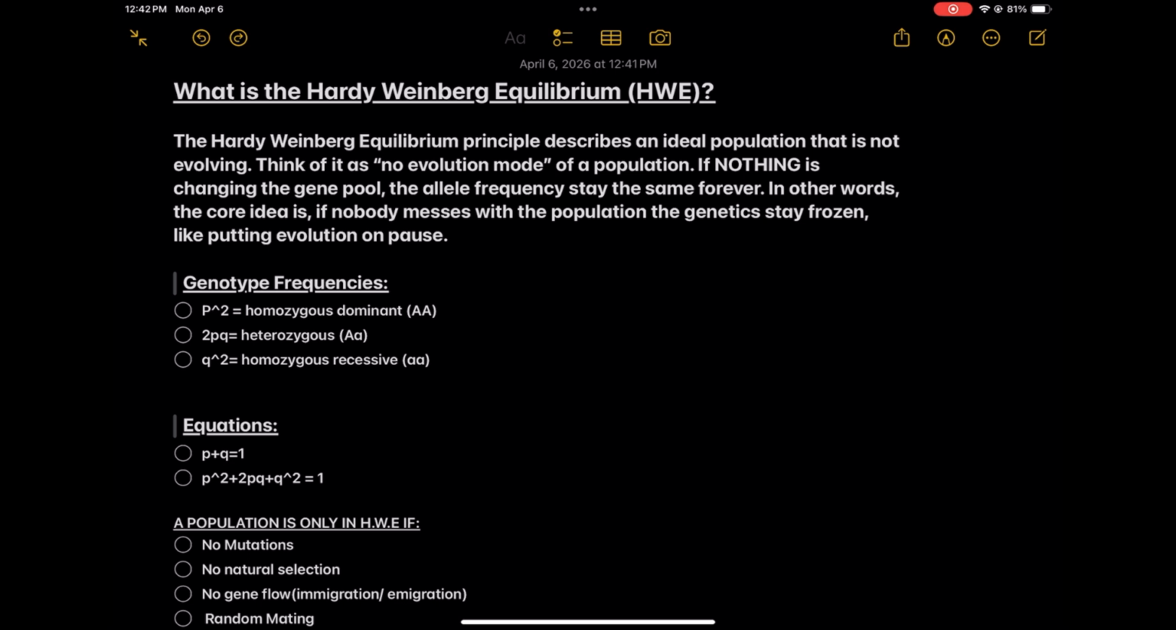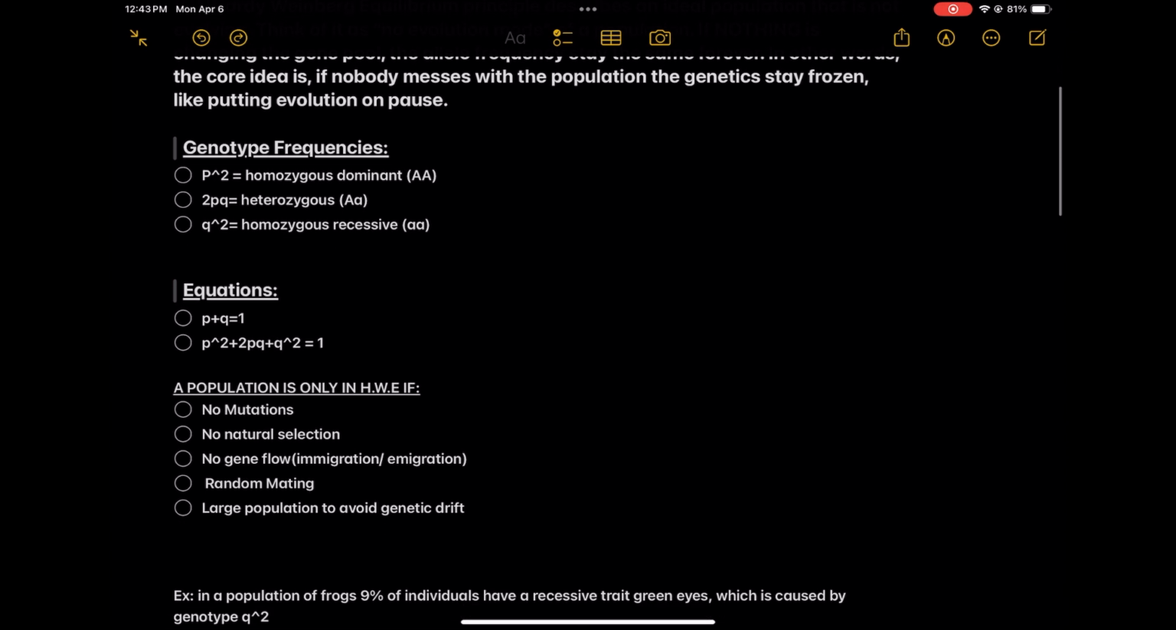What is the Hardy-Weinberg equilibrium? The Hardy-Weinberg equilibrium principle describes an ideal population that is not evolving. Think of it as a no-evolution mode of a population. If nothing is changing in the gene pool, the allele frequency stays the same forever. In other words, the core idea is, if nobody messes with the population, the genetics stay frozen, like putting evolution on pause.